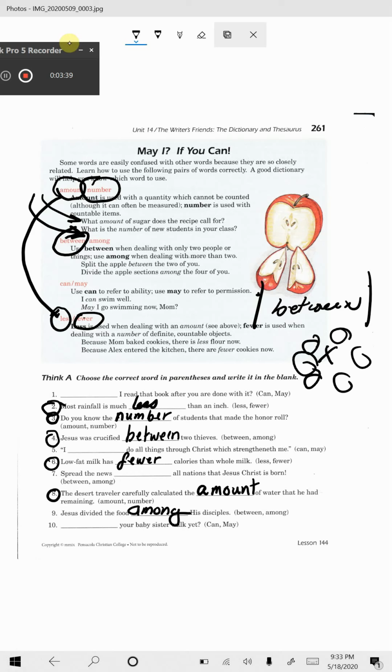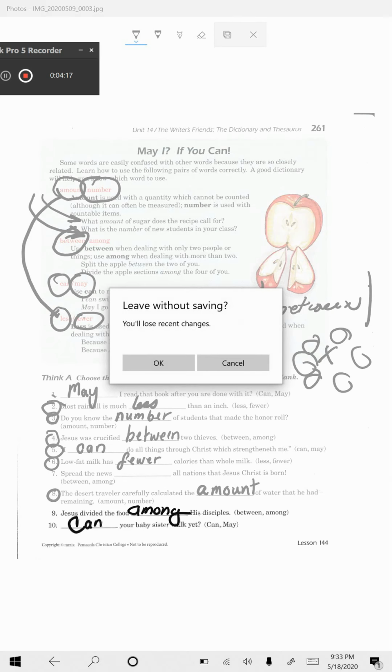Can and may, you've heard this one often. Can is, can you actually do it, physically do it? May is asking permission. All right, so number 1, blank, I read that book after you are done with it. Can or may, you're asking if you have permission to read it. Can you borrow it? I blank do all things through Christ. You can do them. And blank, your baby sister talk yet? Okay, are we giving her permission to talk? No, we're asking if she can physically do that. So we use can. All right, let's go to the next page.